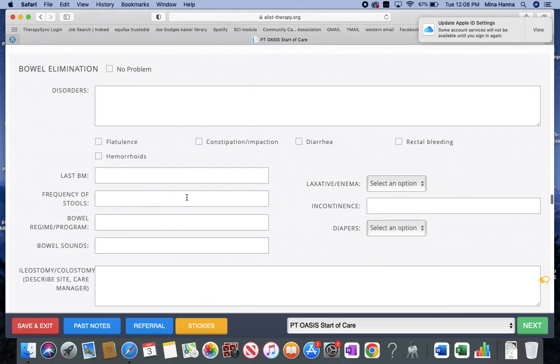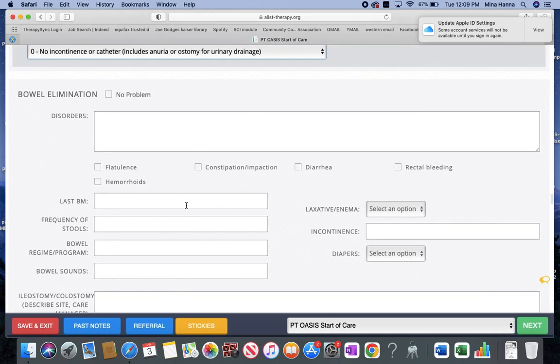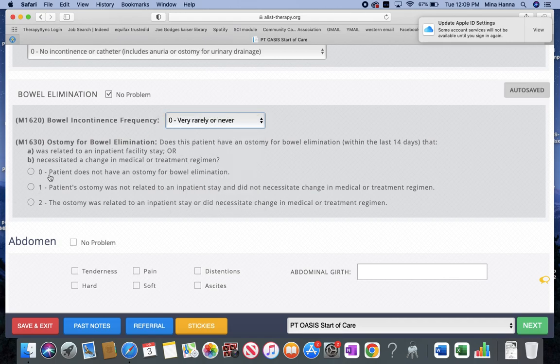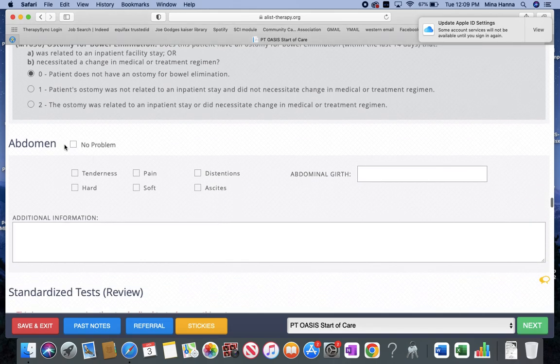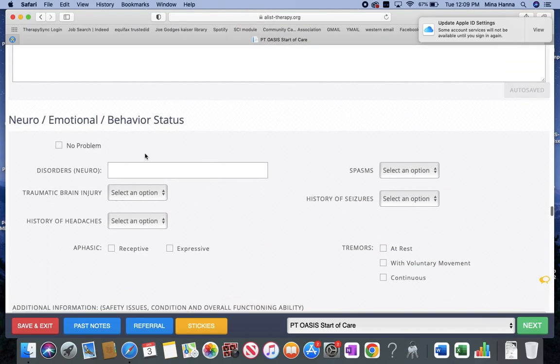Same thing. Do they have any bowel incontinence? If they do, I can always put that they're constipated, or I can put a comment on here to use diapers, but they don't have an issue, so I can move on. Bowel frequency, incontinence, they're not incontinent, so there's no problem there. Patient doesn't have an ostomy bag. So you just have to answer the questions and move on. Any abdomen issue? No problem. I can just close that window. Any neuro issue?